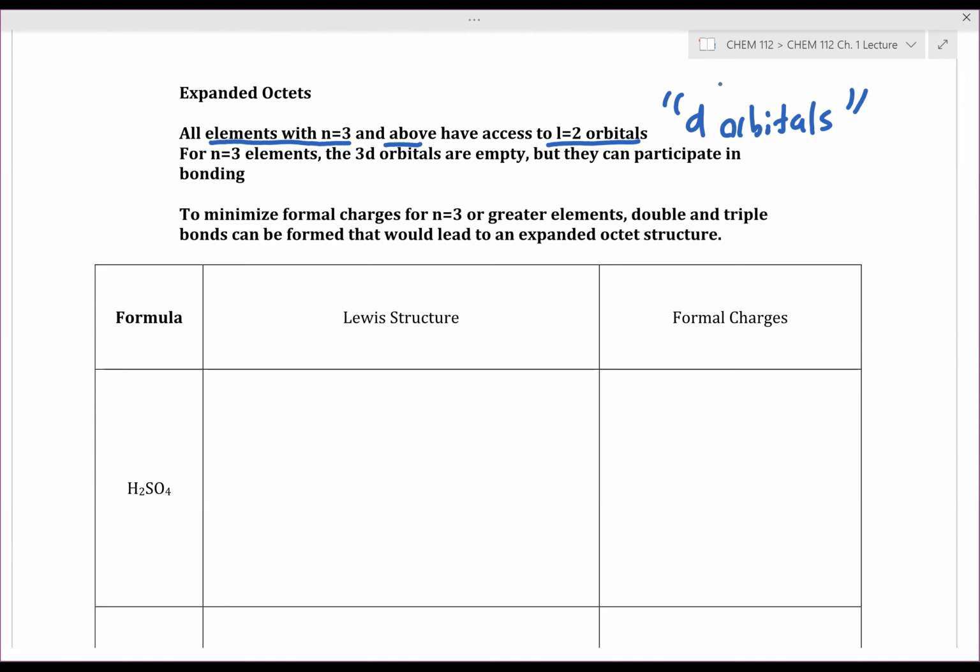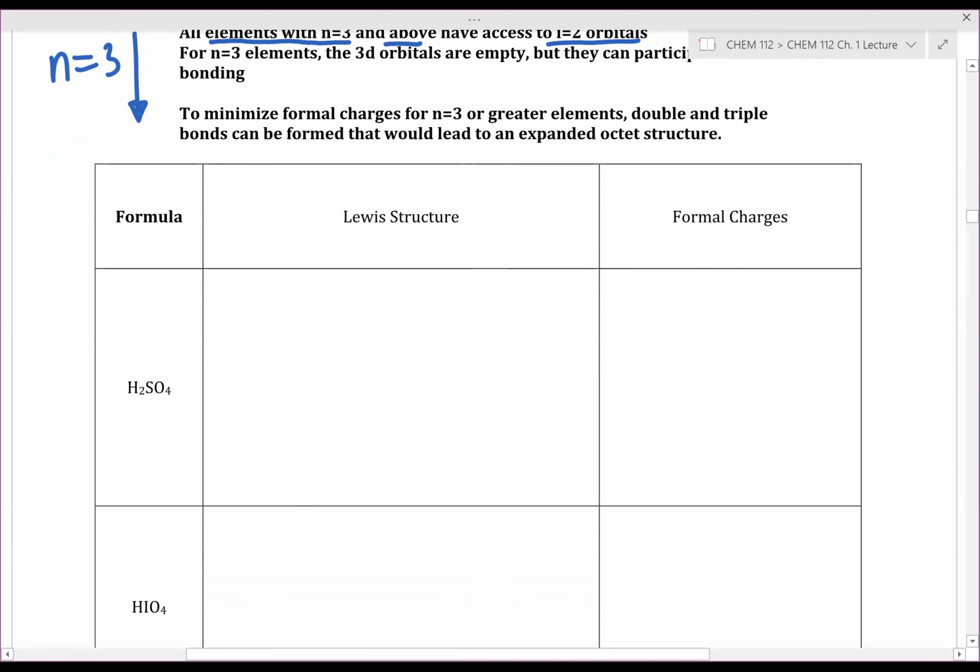So anytime you're in n equals 3, and farther down on the periodic table, these elements can potentially form more than just 4 bonds. They can form an expanded octet. The primary culprits, as we'll see in a moment, are sulfur, phosphorus, and chlorine, or higher order halogens. So the general rule is to minimize formal charges, double and triple bonds can be formed that would lead to an expanded octet structure. So one of the main goals when we depict and utilize or invoke expanded octets is to draw structures that minimize formal charges.